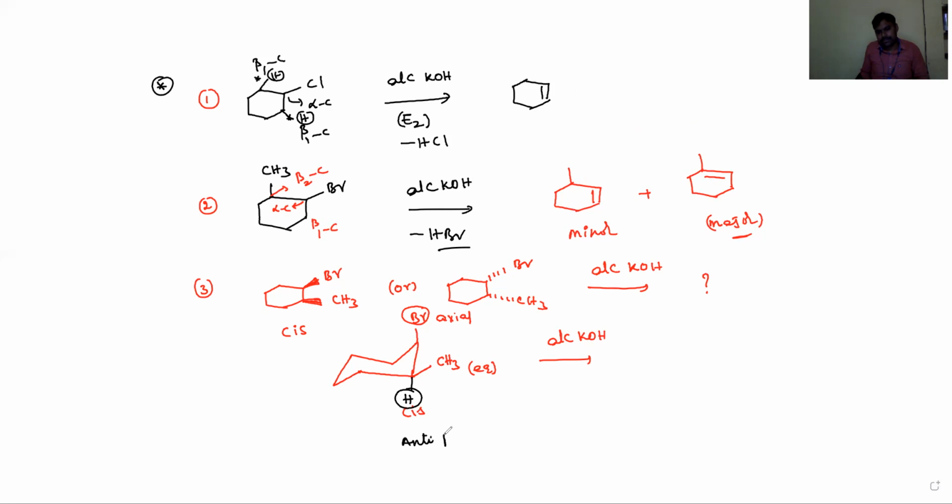Anti-periplanar transition state. This is one beta carbon, and this hydrogen atom is present, and this is also a beta carbon: beta 1 and beta 2 carbons. The carbons containing hydrogens are called beta hydrogen atoms. Now if you remove this, and this is also, both are in opposite positions. If you remove the hydrogen here or here, then two products are possible.